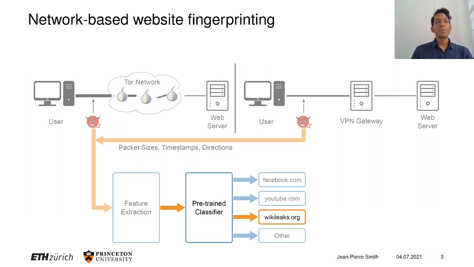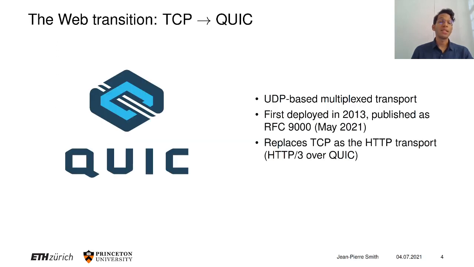Now, there has been quite a bit of work in the area of network-based website fingerprinting, in both attacks and defenses. However, most of this work has focused on the TCP setting. At this moment, however, the web is undergoing a transition, and that transition is from TCP to QUIC. QUIC is a UDP-based multiplex transport protocol that was first deployed by Google but has now been standardized at the IETF and is slated to be the only protocol that supports the next generation of HTTP, HTTP/3.